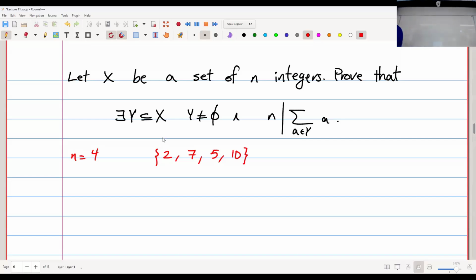I claim that there is a non-empty subset here such that the sum of the elements is a multiple of 4. Well, you can just take 10 and 2, right? And then the sum is 12, which is a multiple of 4. Now, what I want you to prove is that this is always the case. So no matter what my n is, and no matter what my set X of n integers is, I can always find a non-empty set whose sum of elements is a multiple of 4.